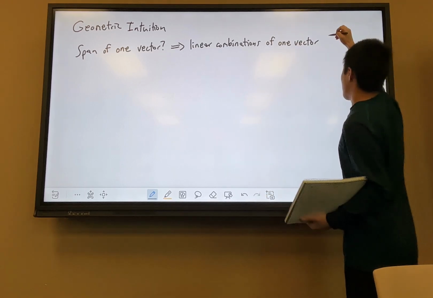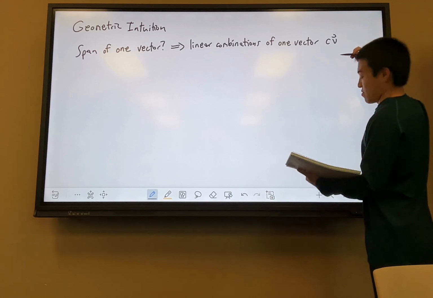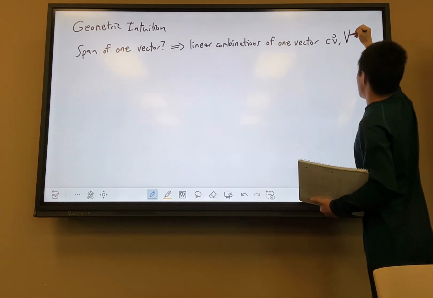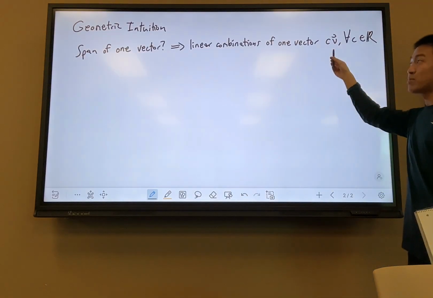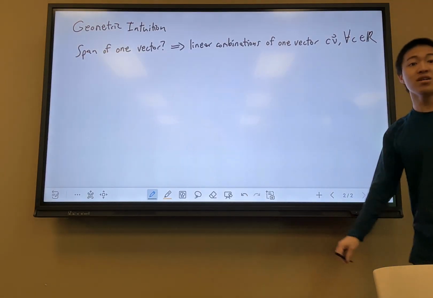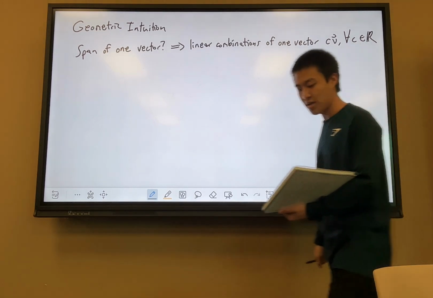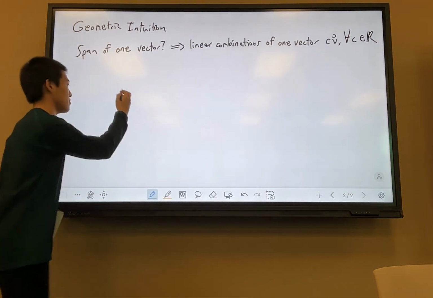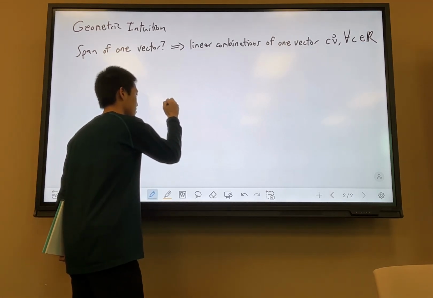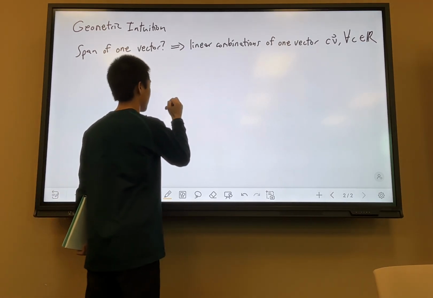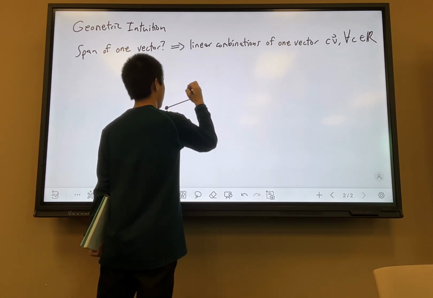And so we could talk about this as just being some constant c times v for all possible constants. Since we need the set of all possible linear combinations, we need to let c range over all of R. Okay, so what does that really mean? If I take a vector, say I take this vector right here, this is our v vector.